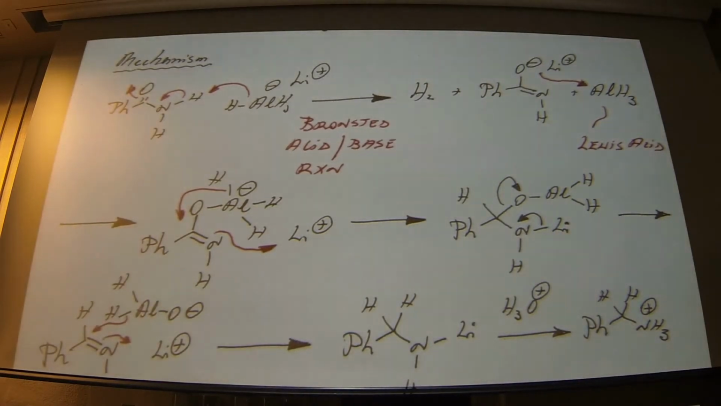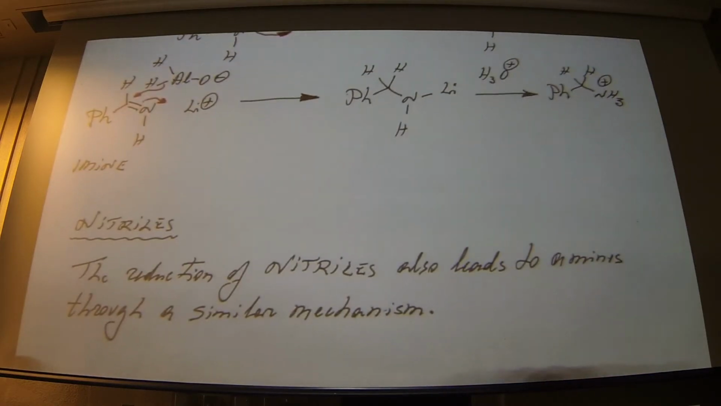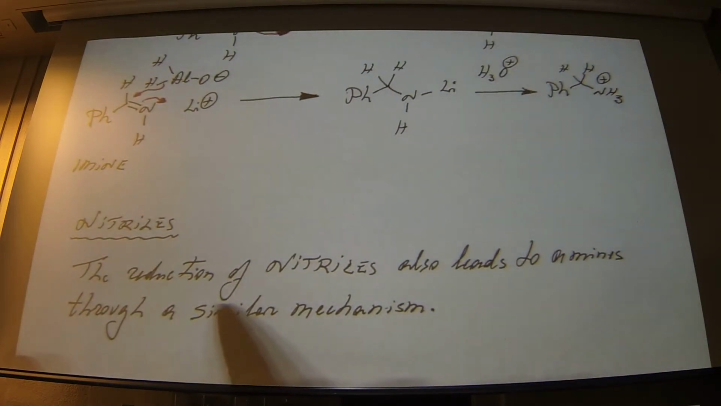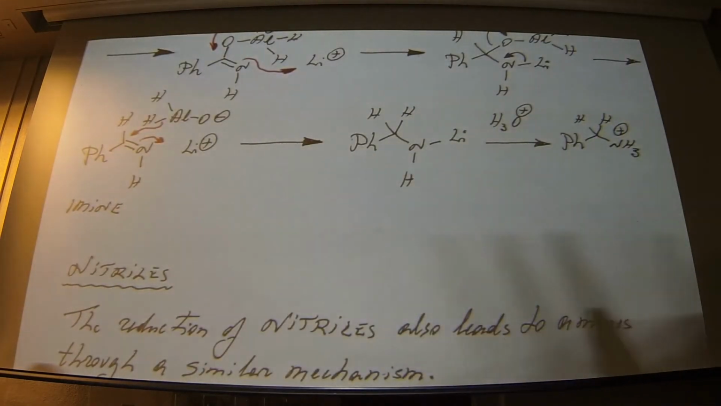So to recap then, reduction of esters gives rise to two alcohols. Reduction of amides gives rise to a single amine. And so the reduction of nitriles, which are in a sense related to amides, also gives rise to a single amine. And the mechanism for the reduction of nitriles using LAH, lithium aluminum hydride, is essentially the same as the one we just talked about.